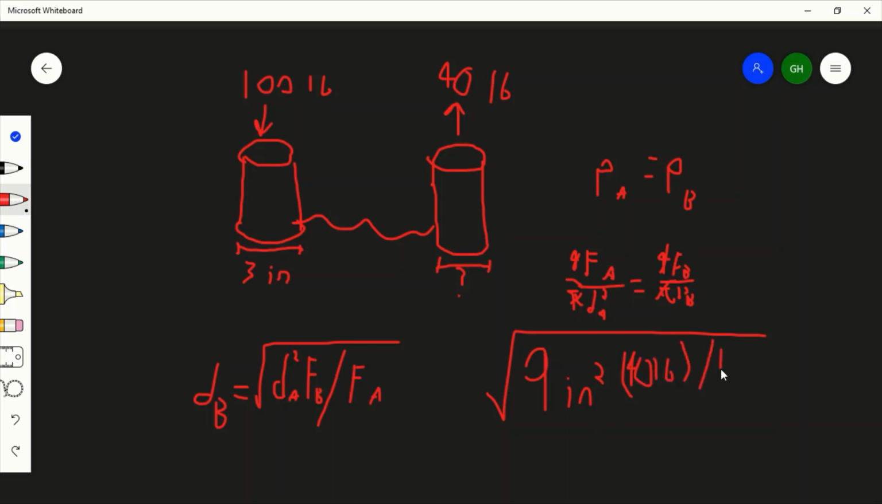times 40 pounds over 100 pounds. Pounds will cancel out, which is good. And then we have the square root of 3.6 square inches, which when rounded up gets us to about a good 2 inches. That, my friends, is the end of this mathematics lesson. I hope you guys enjoyed and learned something good.